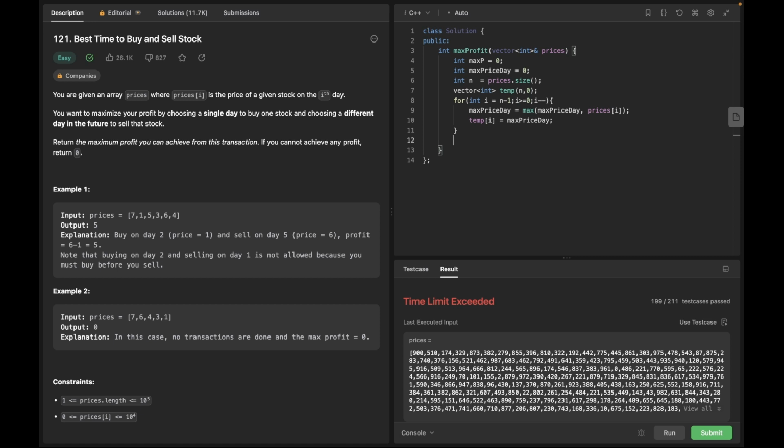Now let us try to find the difference of the stocks, and that difference will be our profit, and we'll return that profit. So maximum profit will be updated once we encounter a profit which is greater than the profit we have currently seen.